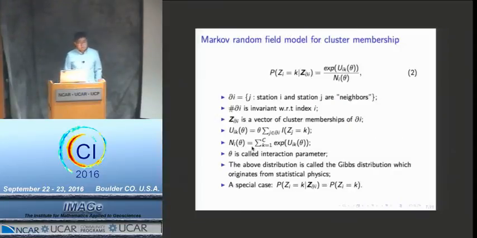For the Markov random field model, we should first assume a neighborhood. Given the cluster membership of a neighborhood, we can assume the cluster membership for that station follows a Gibbs distribution. Gibbs distribution originally comes from statistical physics. There's an interaction parameter, theta, which measures the degree of spatial dependence. In this model, we can incorporate geographic covariates by modifying this function, UIK.